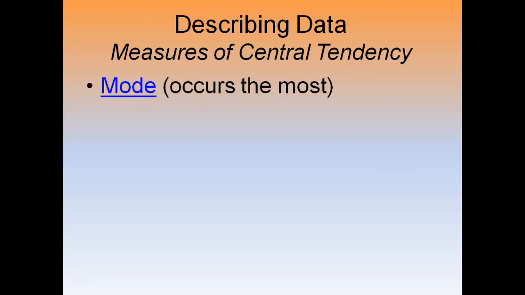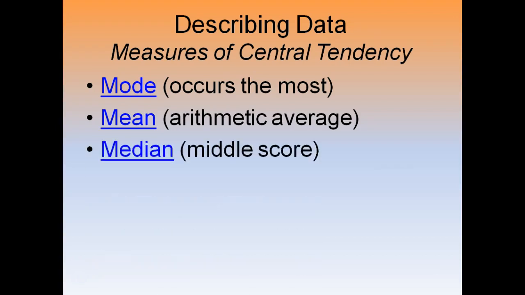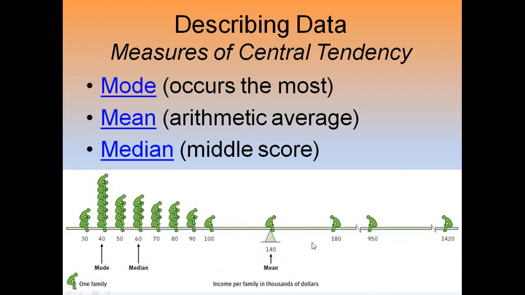First, we take a look at the mode, and this is the number that occurs the most often, the most frequently. Then we take a look at the mean, and this is the average, before we finally figure out the median, which is the middle score. So if I list all the scores in order from highest to lowest, the one that's in the middle is going to be my median score. Just kind of takes a look at it.